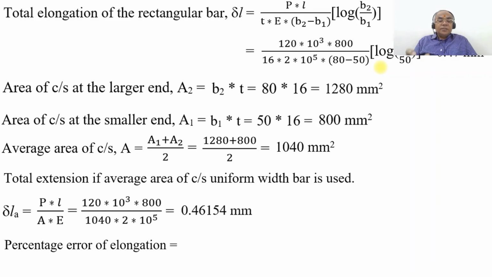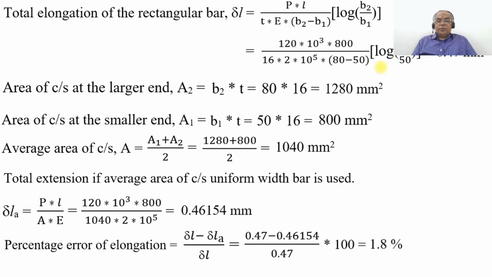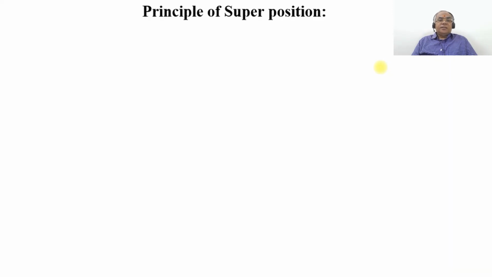So what is going to be the percentage error of the elongation, which will be (delta L minus delta LA) by delta L, which is equal to (delta L is 0.47 minus delta LA is 0.46154) divided by delta L, which is 0.47, into 100. Substitute those values. On simplification, you are going to get 1.8% as the percentage error. So this is how you will be able to solve this particular problem.